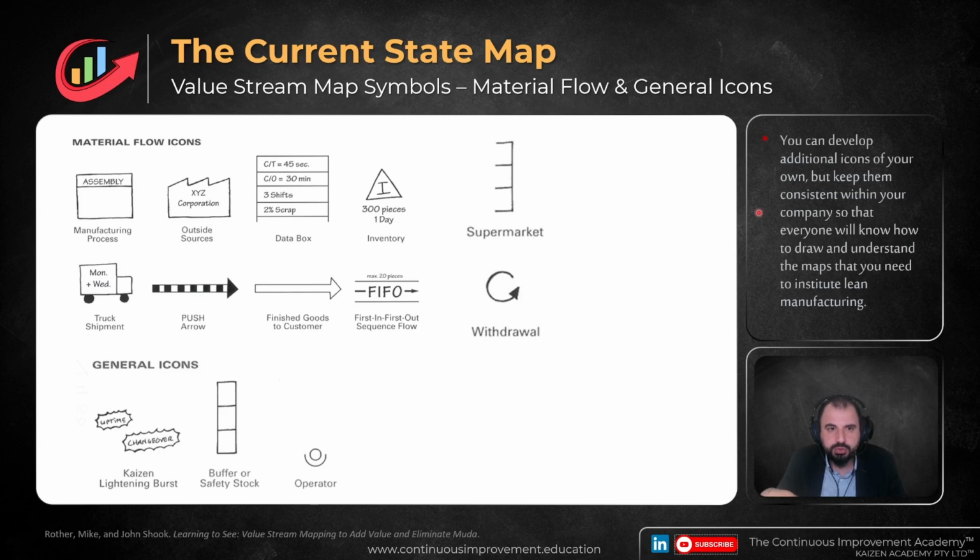So when you work on the current state map, we usually capture the as-is situation, and we use some of these symbols to achieve that. For example, we use the manufacturing process as in this rectangular shape. Underneath, you will have some key information about the process, for example, cycle time or the changeover time and so on. You would use this symbol to represent the inventory. You would use this symbol to represent the number of operators, and so on. Okay.